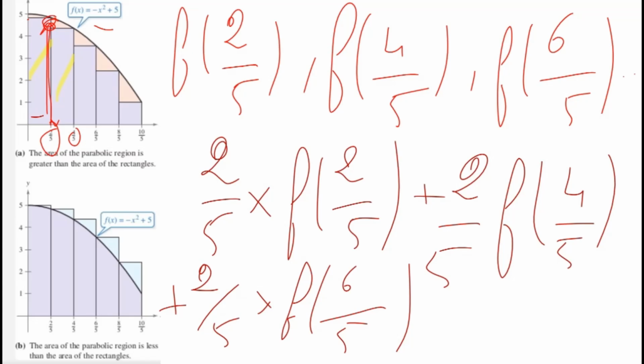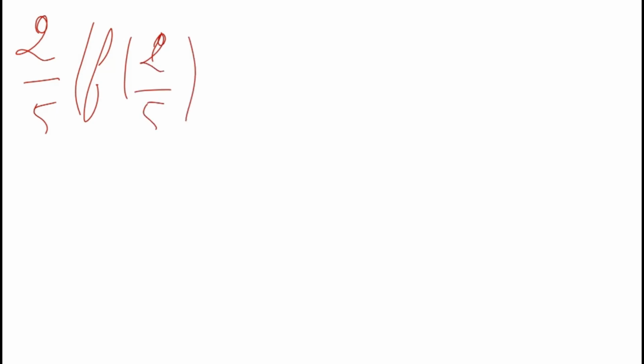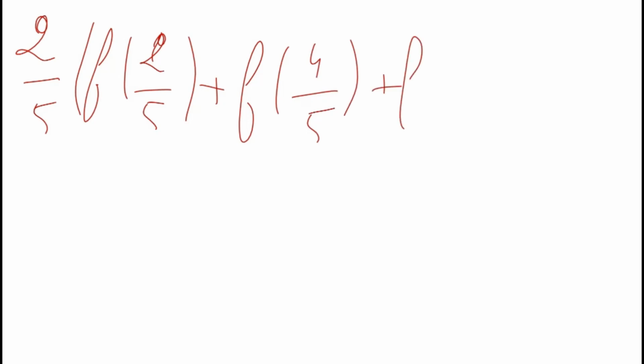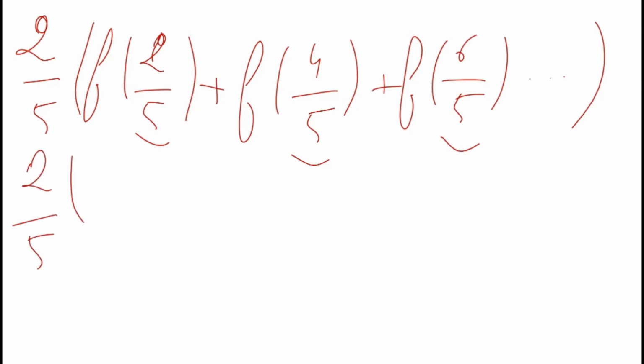So once you write everything, you'll find that to write that sum, it will be easy to see that we can factorize by 2 over 5, and then we'll just end up with f of 2 over 5 plus f of 4 over 5 plus f of 6 over 5, and so on. And if you look again at 2 over 5, 4 over 5, 6 over 5, it's just like writing 2 over 5, f of 2 over 5.